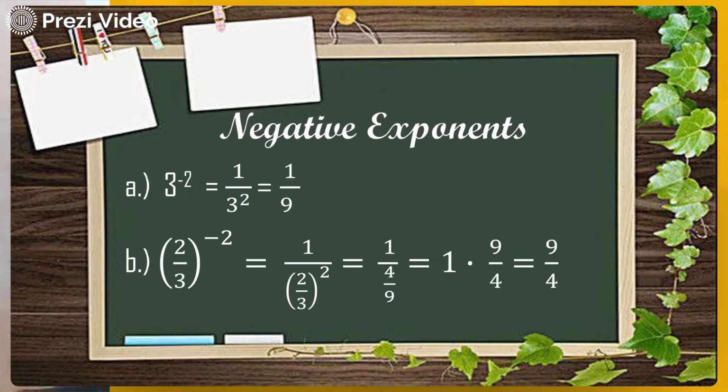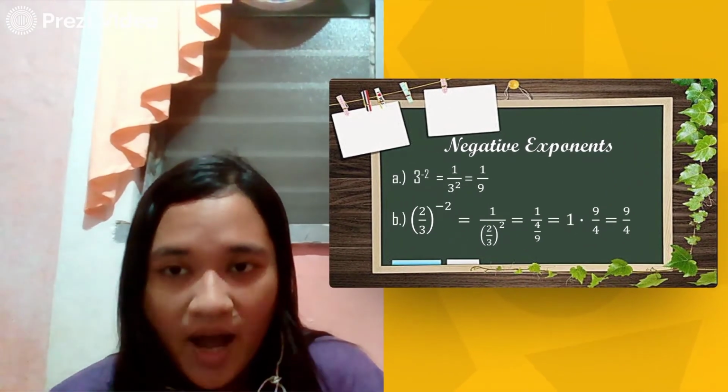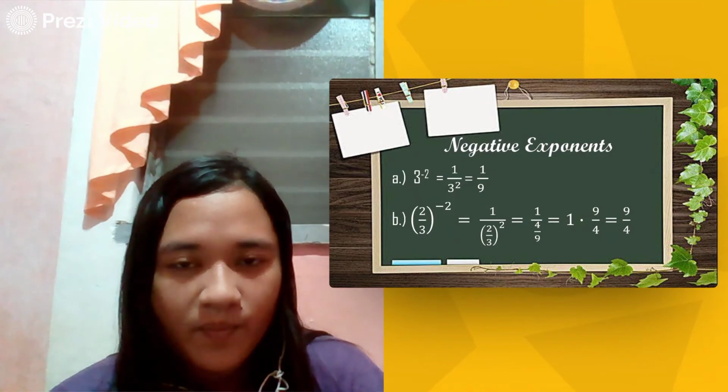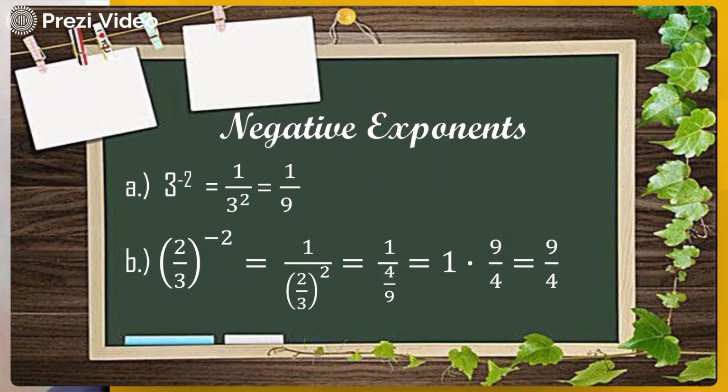Okay, when we bring it down, 3 squared is equal to 1 over 9, because 3 times 3 is 9. So, did you get it? Yes, ma'am. Okay, very good. So, next example.